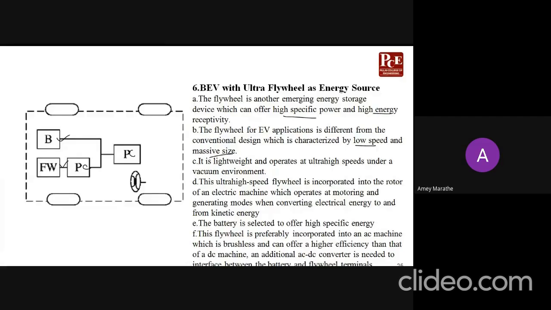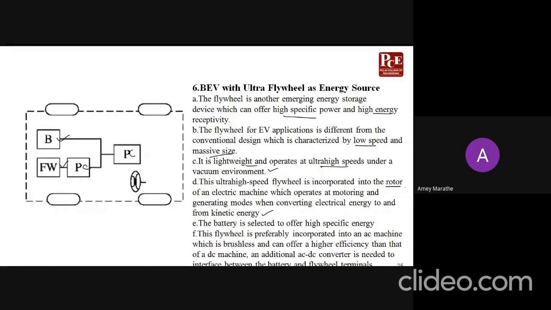Here the flywheel is lightweight. It operates at high speeds under a vacuum environment. This ultra high speed flywheel is incorporated into the rotor of an electrical machine, which operates in motoring and generating modes when converting electrical energy to and from kinetic energy. So when the motor works as a generator, that is when this flywheel will come into the picture.